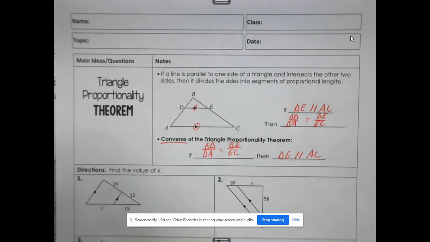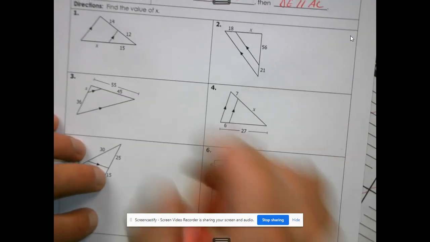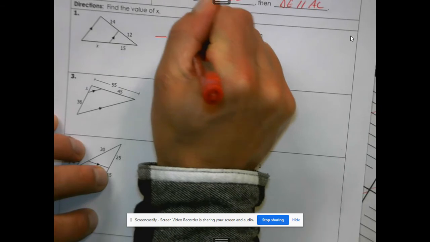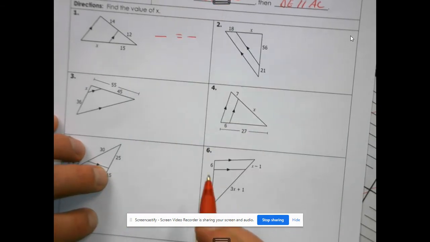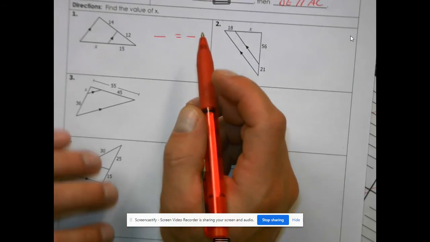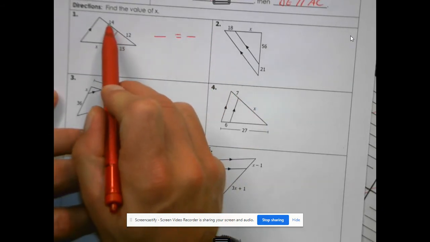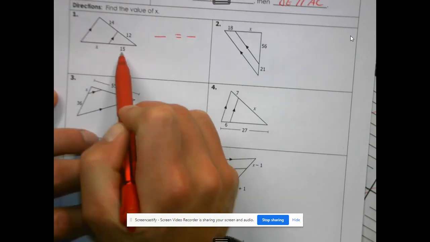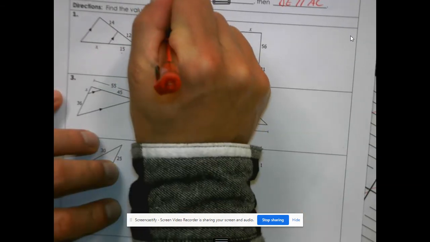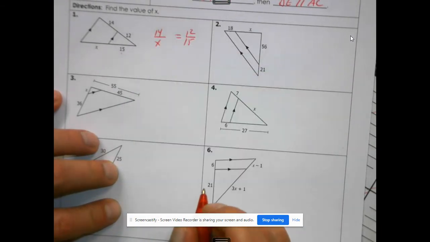All right. 6 examples. All right. Remember, it is key how you set your proportions up. You got to stay consistent. You can't make circles. So I'll try to do it 4 different ways for you guys, but pick the way you like doing the best and be consistent. So I'm going to go top down for number 1. So I'm going to go 14 over x equals 12 over 15. And then just solve it.